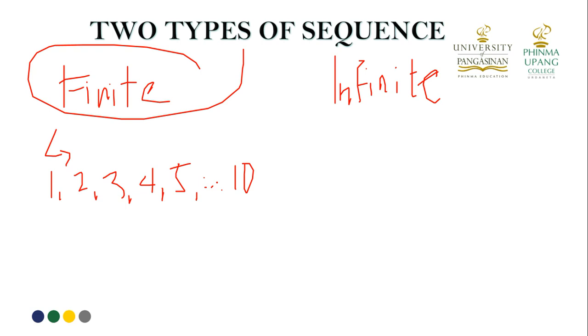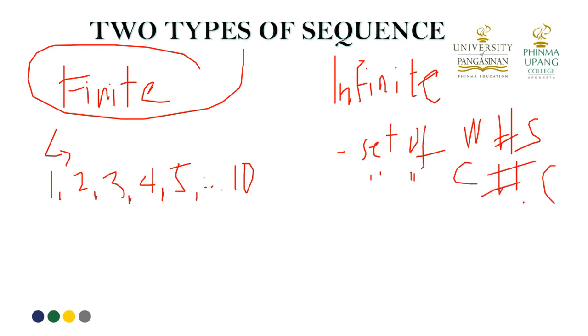Can you give me an example? Set of whole numbers. Very good. It's a set of whole numbers. Pwede yan. Why? Hindi mo alam kung kailan mag-stop ang whole numbers, tama? Ano pa? Aside from the set of whole numbers. Counting numbers. Yeah, it's counting numbers, 1, 2, 3, 4, 5, blah, blah, blah.